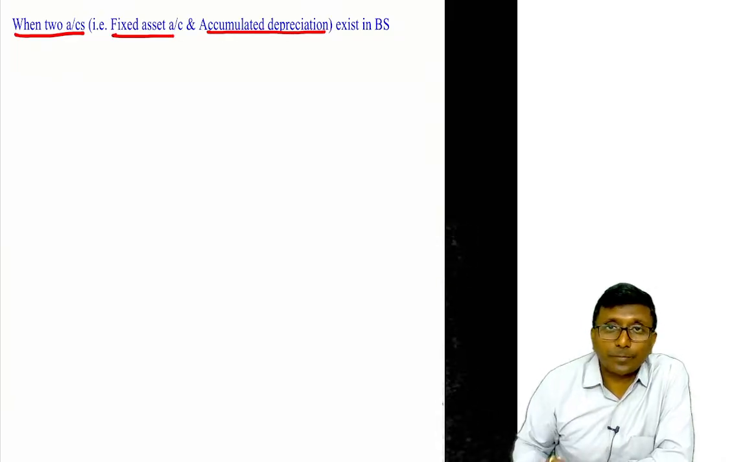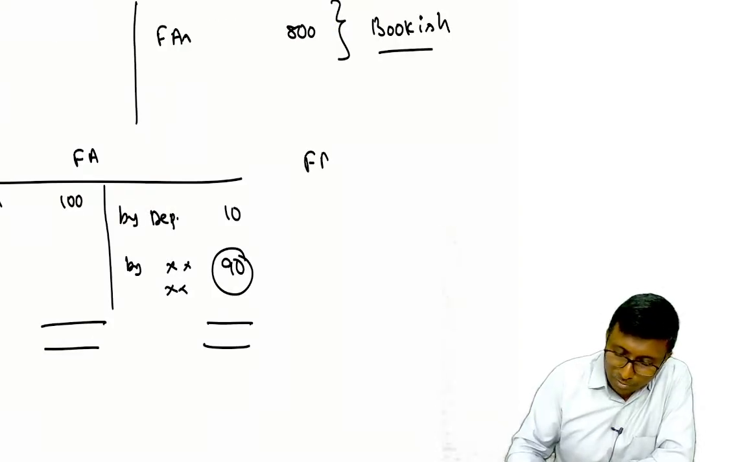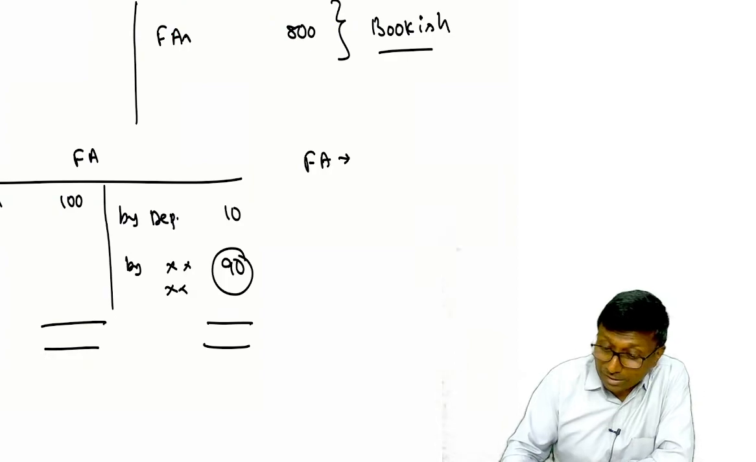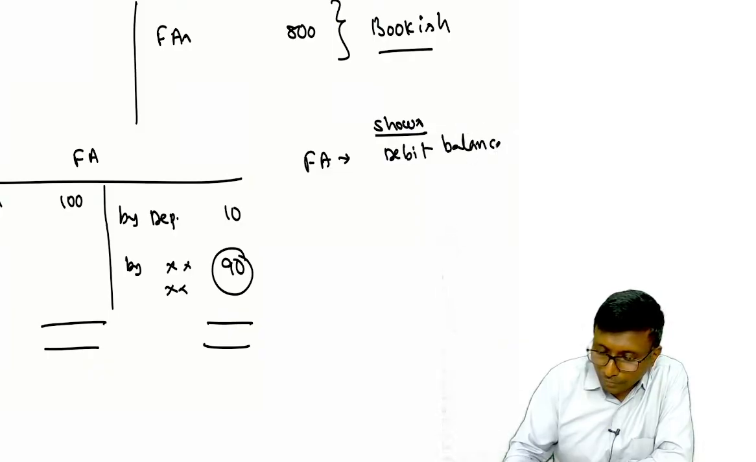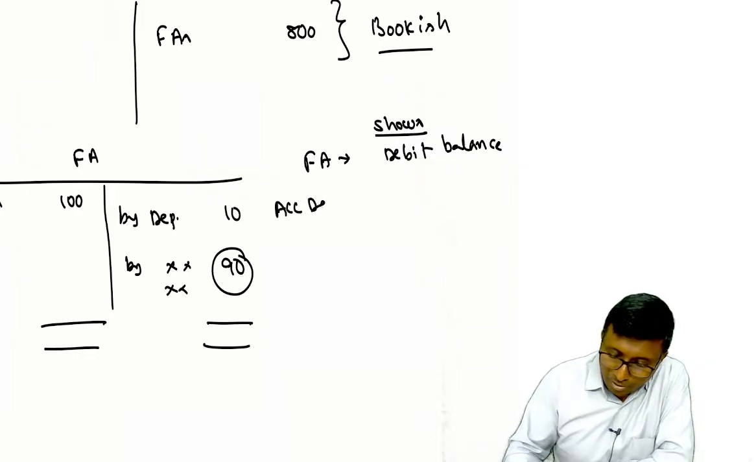Two accounts are there. Listen, my dear. Fixed asset account, FA account, is an asset account, correct? Which balance does it show? You write it. It shows debit balance. You make a note of it. Okay. Sir, what about accumulated depreciation account? Accumulated depreciation shows credit balance.